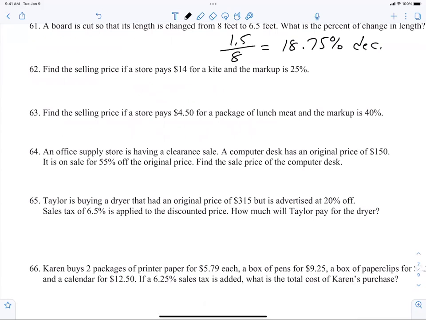Okay, so we got to mark it up 25%. Someone tell me what we have to do. Go ahead, Nora, I'll let you do it. Okay, 14 times 1.25. Exactly. $17.50.